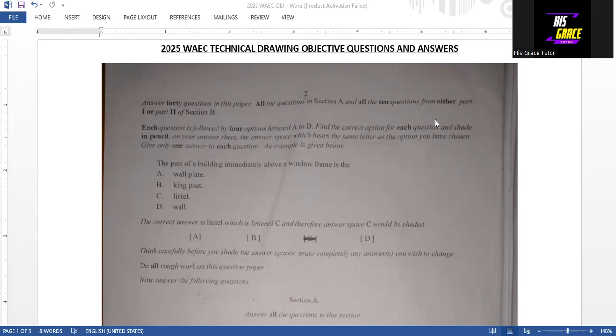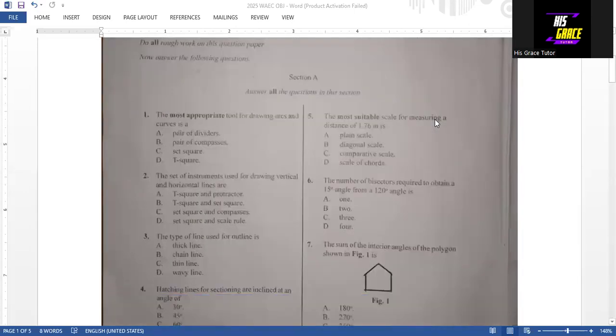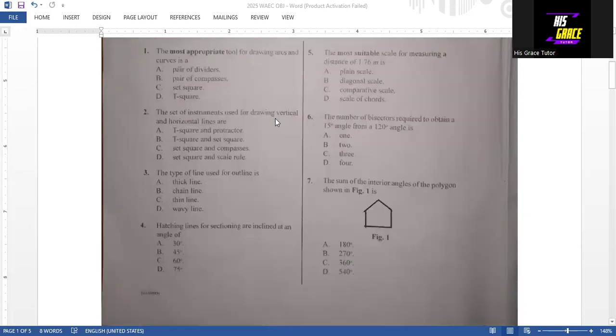Okay. Let's move on to question 1, which says the most appropriate tool for drawing arcs and curves is a pair of compasses. That is option B, is the answer to question 1. Question 2, the set of instruments used for drawing vertical and horizontal lines are T-square and Z-square. Option B is the answer to question 2.